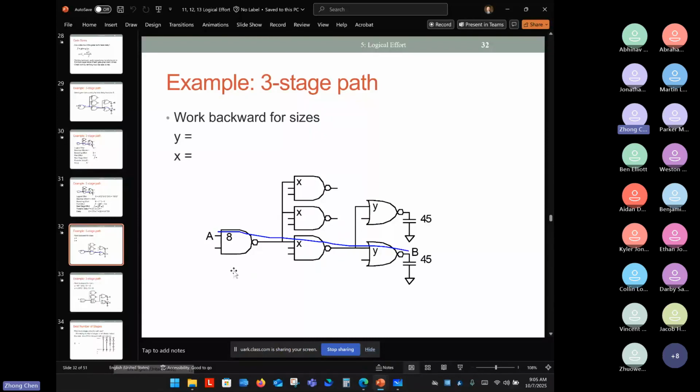On a higher level, you can consider this is the path that we need to consider. So the delay time D. Let me go back to the equation here.